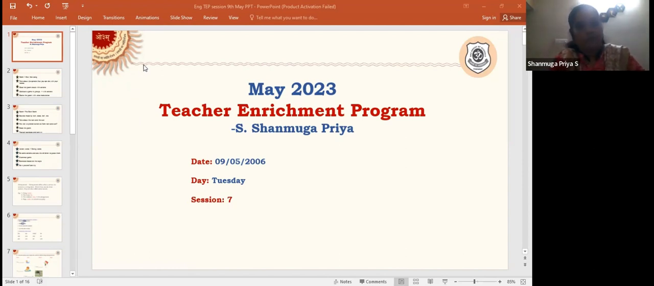Before we start with this poem, I hope you have gone through the reading material which I had posted in the group yesterday. If you have it, you can just open it. Before we start with this poem, we can ask children to do some actions with their hands. What actions could be done with their hands?